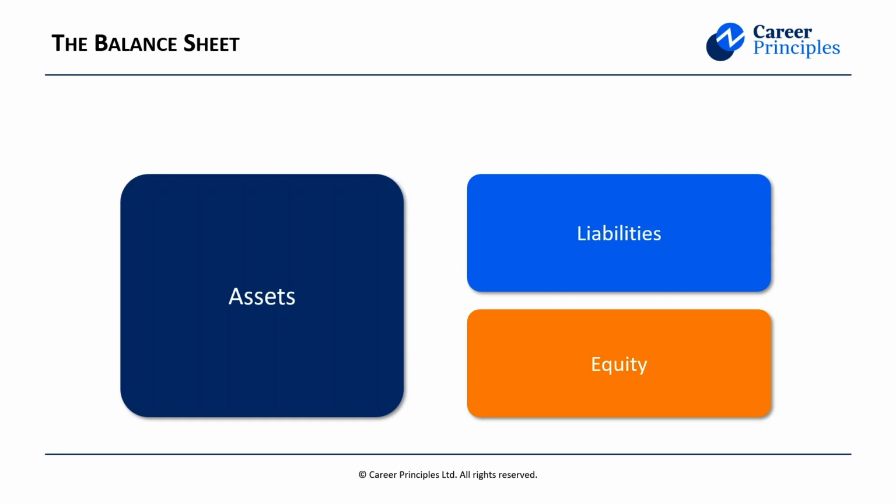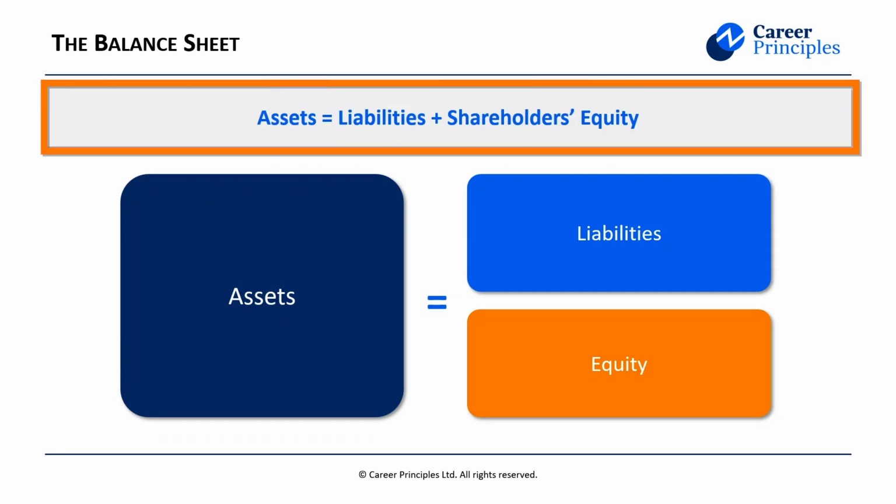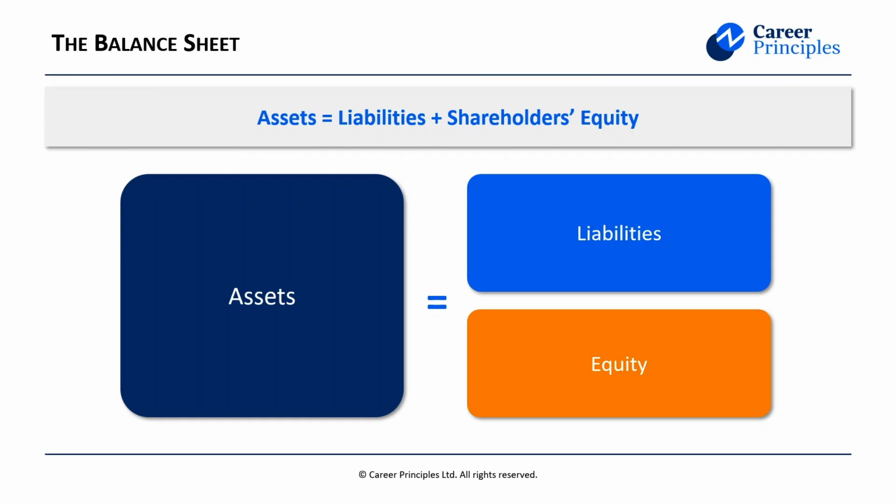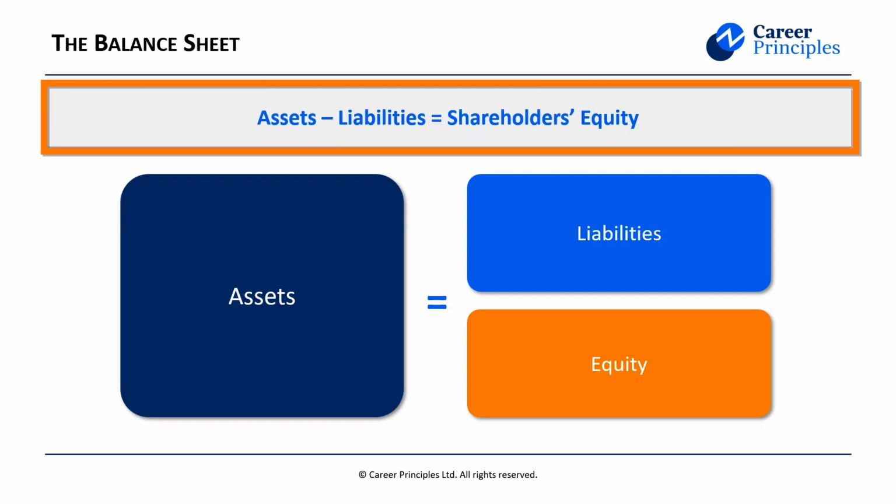As you can see, the balance sheet has the equation of assets equals liabilities plus shareholders' equity, and that always has to balance, hence why it's called the balance sheet. In fact, you can rearrange the same formula to be assets minus liabilities, and whatever is left is shareholders' equity.